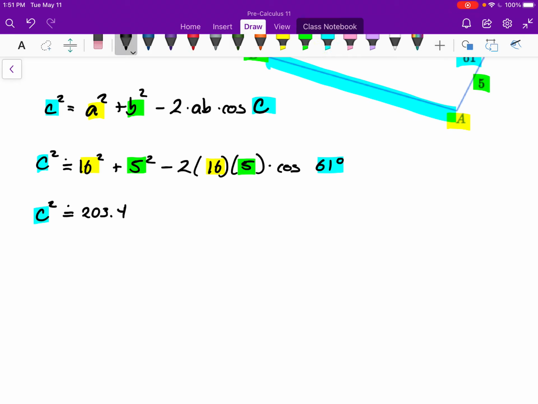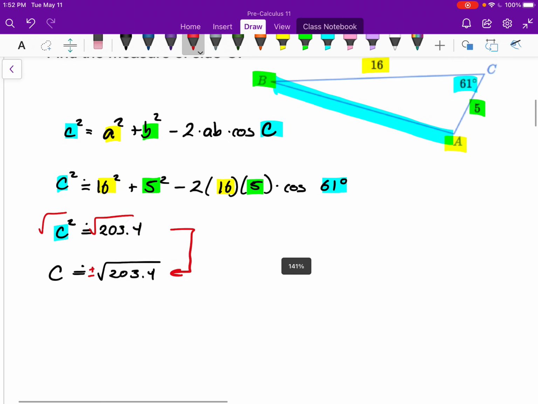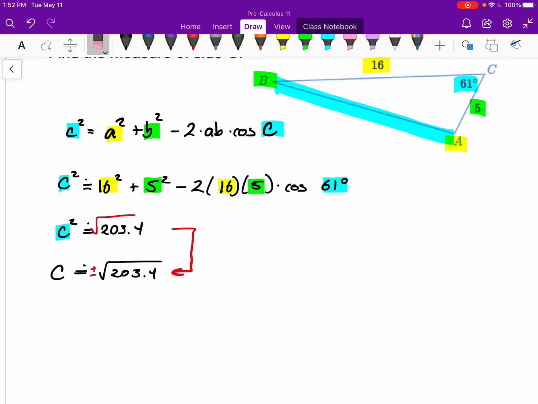And so to find C, I need to square root it. C will equal approximately the square root of 203.4. Now you may recall, thinking back to the quadratics unit, that when we square root both sides, there are two possible solutions, positive or minus. In this case, I don't need to think about that because C represents a distance, and distances are always positive.